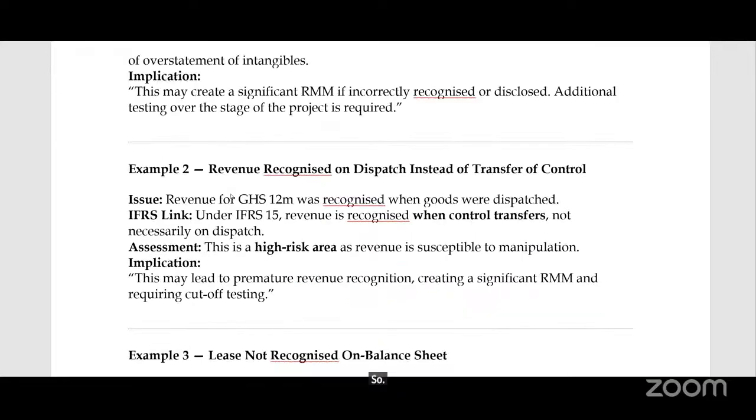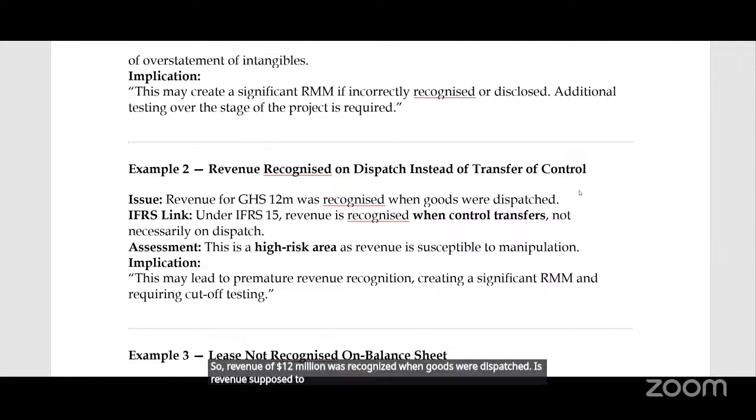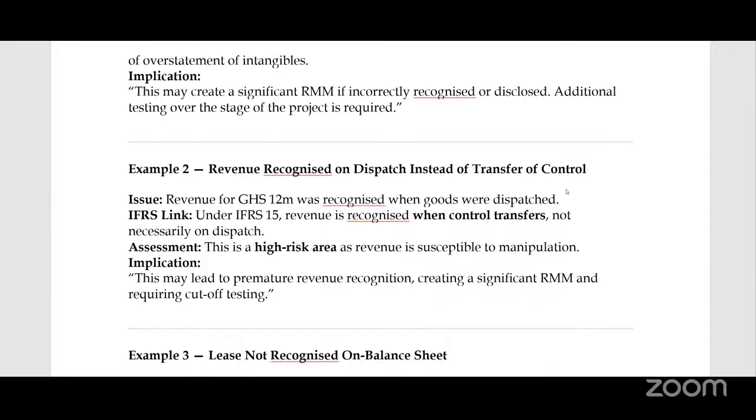So look at this example. Revenue was recognized on dispatch instead of transfer of control. So revenue of 12 million was recognized when goods were dispatched. Is revenue supposed to be recognized when goods were dispatched? Control must transfer to the person. So is it the right treatment? No, because the other party has not received it. Yes, that's what I'm saying.